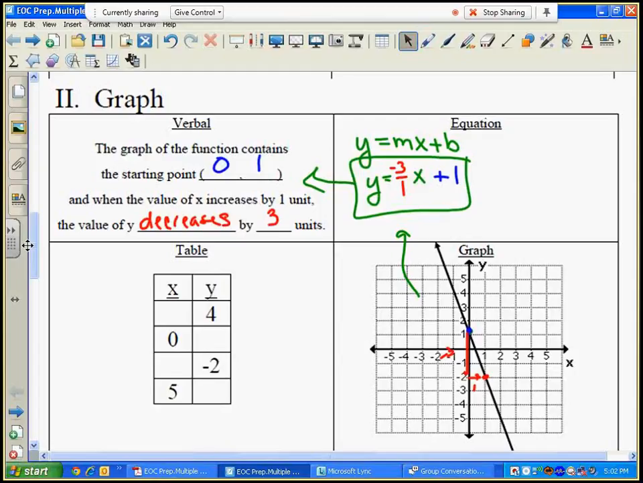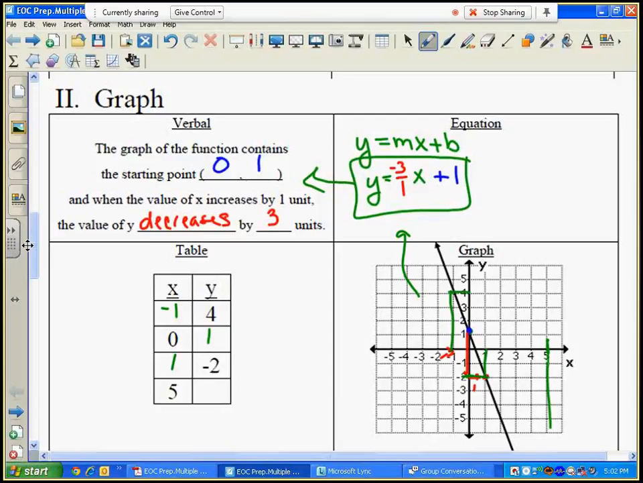When y is 4, that means that x has to be negative 1. When x is 0, well, that means the starting point here is going to be 1. When y is negative 2, that means that x has to be 1. And then when x is 5, whoa, that means that y has to be something very negative. Okay, so how do we figure this out?